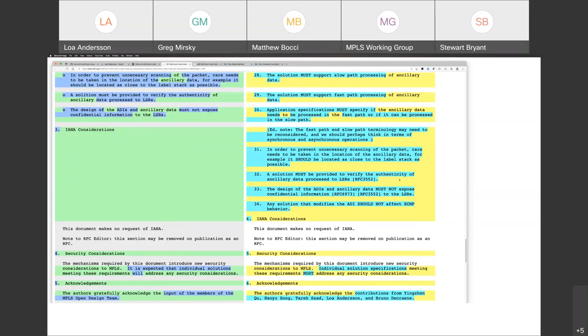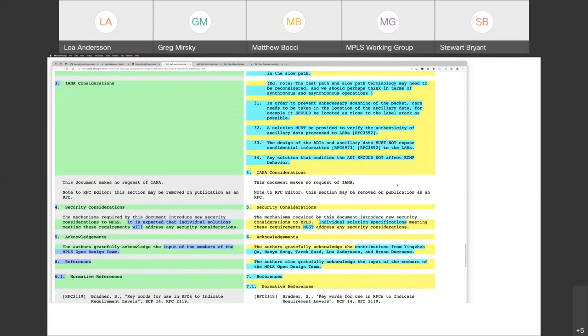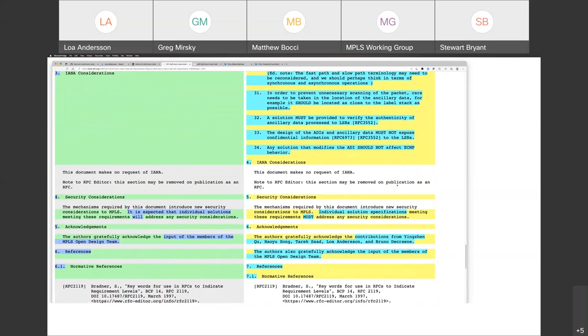Okay, are we comfortable to stop at this time? I think that the security change is pretty much a given, isn't it? Individual solutions are responsible for their own security requirements, is what we're saying. We just changed the 2.119 language there, and I think that's the last substantive change. Yeah. I'm okay. All right.